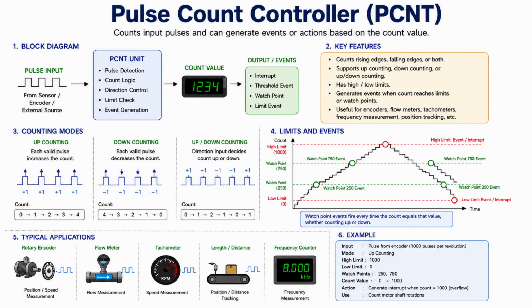For example, imagine an encoder that produces 1000 pulses per revolution. If we configure the high limit to 1000, then reaching that count can tell us that one complete revolution has occurred. PCNT is therefore useful for things like rotary encoders, flow meters, tachometers, distance measurement, and frequency counting.